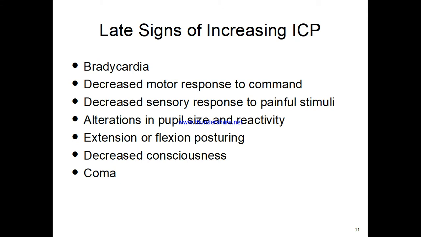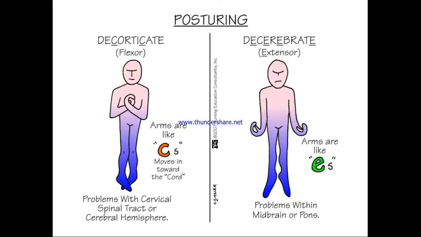Late signs of increasing ICP, signs that it has gotten very severe, include bradycardia, decreased responses to motor commands, decreased response to painful stimuli, alterations in pupil size and reactivity, extension or flexion posturing, and I have a picture of that I'll be showing here in a second, decreased consciousness or coma. So this is posturing. We'll see this a lot of times with increased intracranial pressure with a neuro injury.